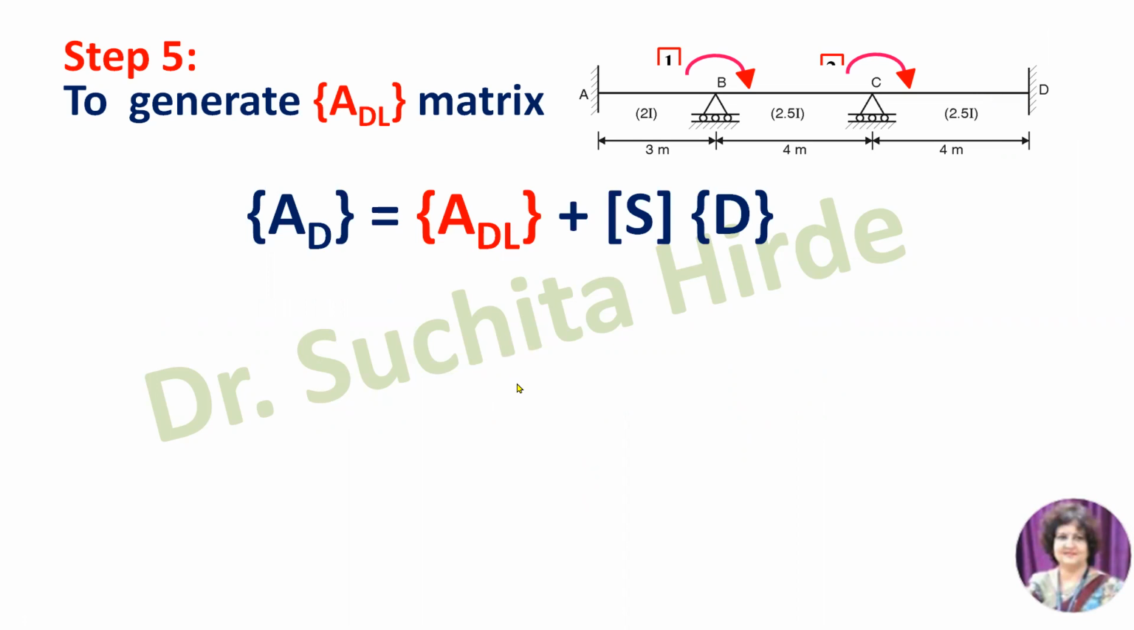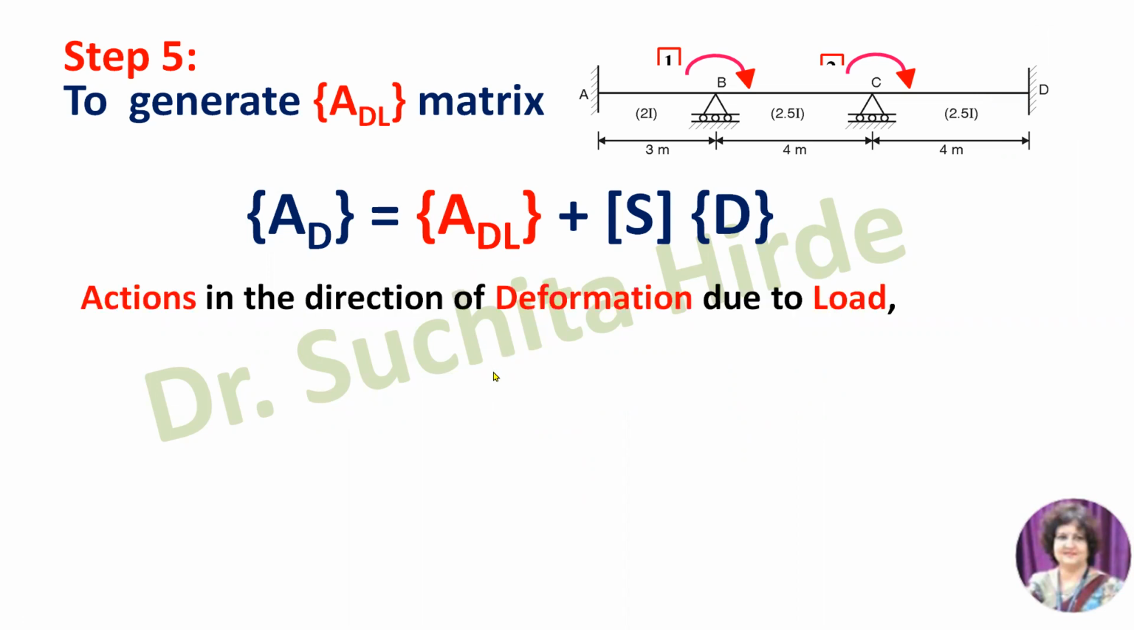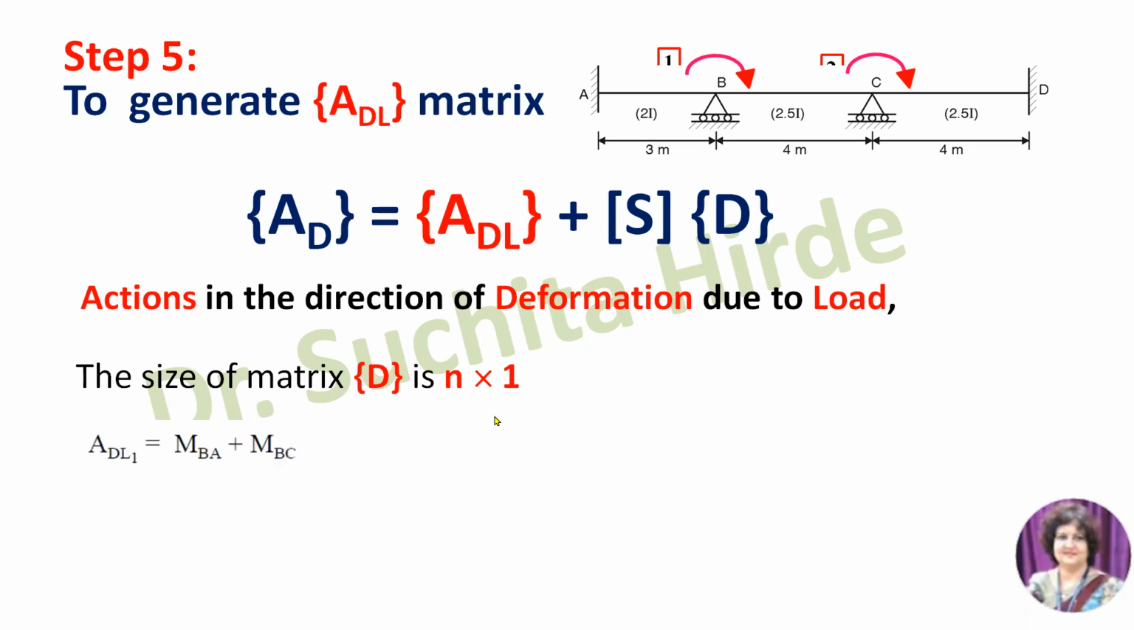So ADL is due to load. Now here there is no load, but due to sinking also it will appear in the ADL matrix. So the ADL matrix will have size 2 by 1. Here n is 2, meaning the number of unknown displacements is 2. So it is a 2 by 1 matrix.